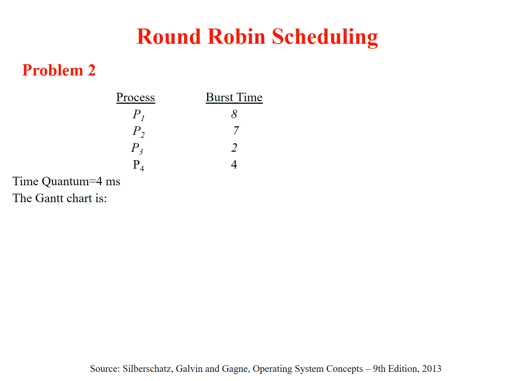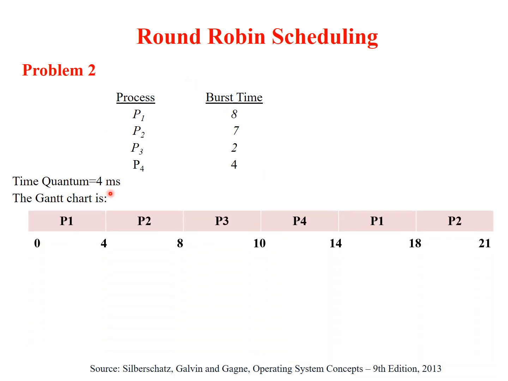Let us see one more problem. Here there are 4 processes given and the corresponding burst times are also listed. The time quantum is 4 milliseconds. The Gantt chart for the problem is given here.